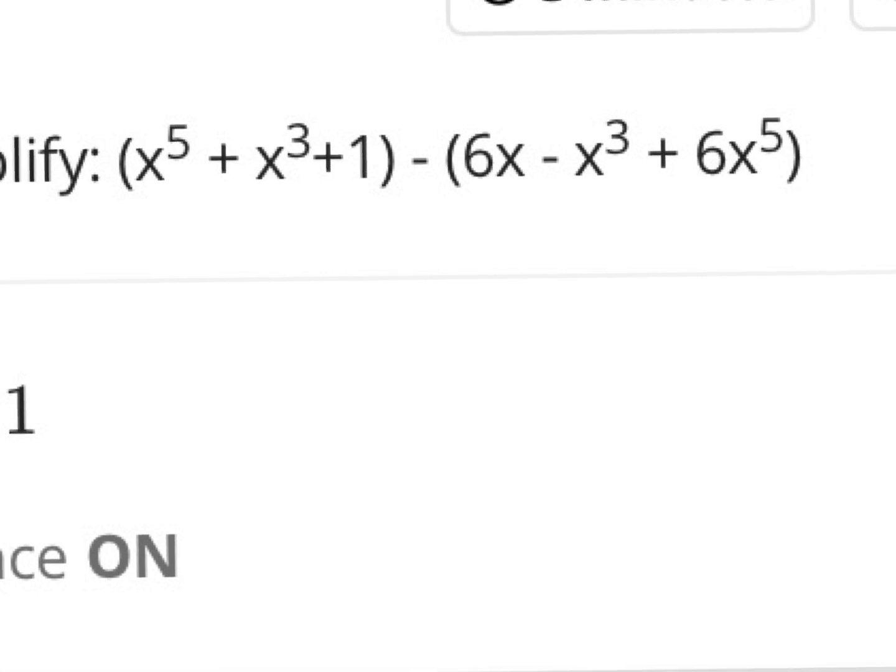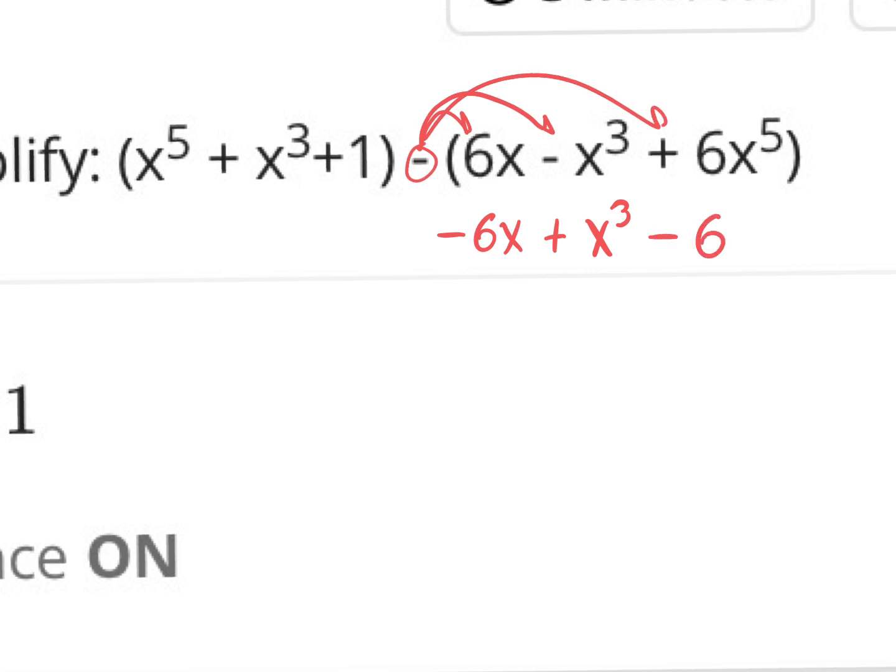And it's as simple as distributing the minus sign. That minus sign is going to be a minus 6x instead of a positive 6x. That's going to change that to a plus x to the third. It's going to change that to a minus 6x to the fifth. And the first set of parentheses, there's nothing to distribute, so we could pretty much just rewrite it without parentheses. That'll be x to the fifth plus x to the third plus 1.